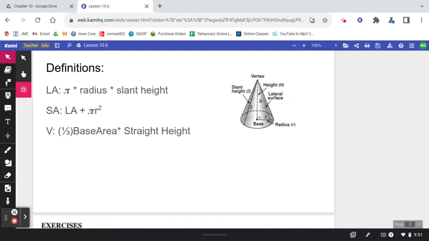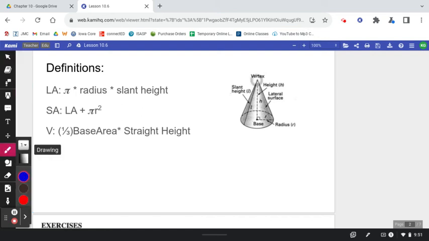So for the lateral area, which again means just the sides, we're doing pi times radius times slant height. And remember, the slant height is the one that's coming down the side of our figure. Then for our surface area, we're going to take whatever we found the sides to be, added to the base, and notice the base is a circle, and our formula for a circle is pi r squared.